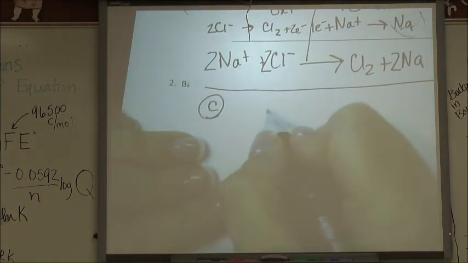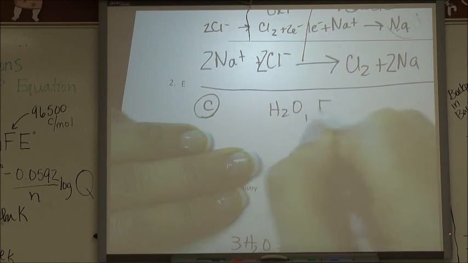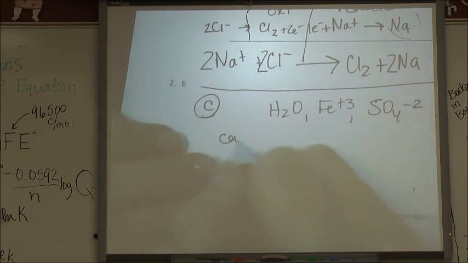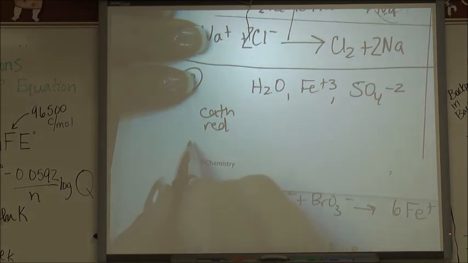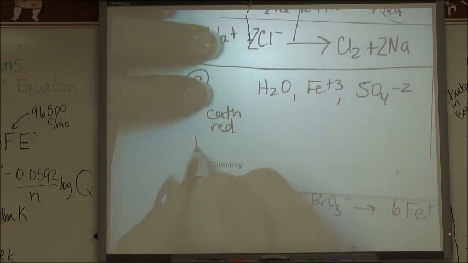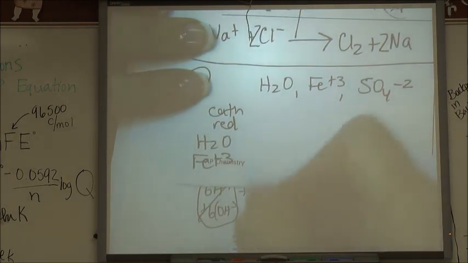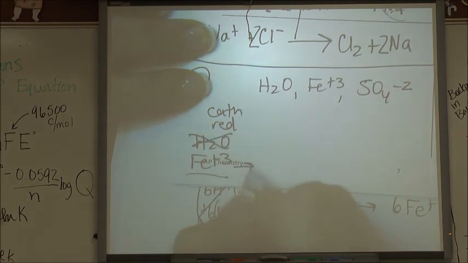Aqueous iron 3 sulfate. So what's present? Aqueous Fe plus 3 and SO4 minus 2. Okay, the cathode is reduction, so what two things can be reduced? SO4 minus 2, H2O, and metals are reduced. Okay, so which one's going to be reduced? H2O. Ooh, is this a bear? No, it's not a bear, so we're going to take that to iron.